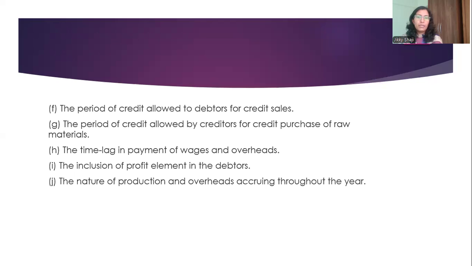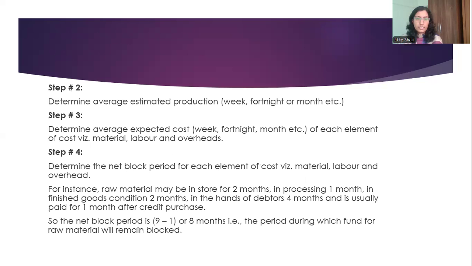Then the time lag in payment of wages and overhead, the inclusion of profit element in the debtors, the nature of production and overhead accruing throughout the year. So this is the first step. The second step is determining the average estimated production. That is per week or per fortnight, once in 2 weeks or months, how much is the estimated production. And the third one is to determine the average expected cost, that also either weekly, fortnightly or monthly, of each element of cost, that is especially direct material, direct labor and overheads.